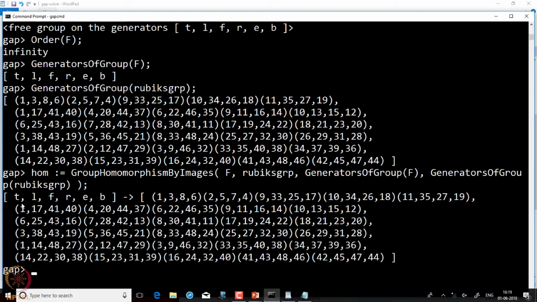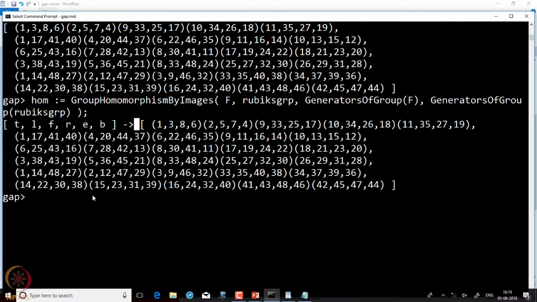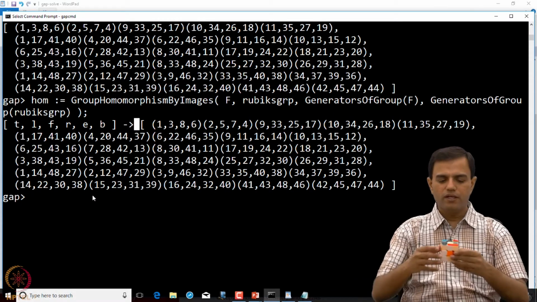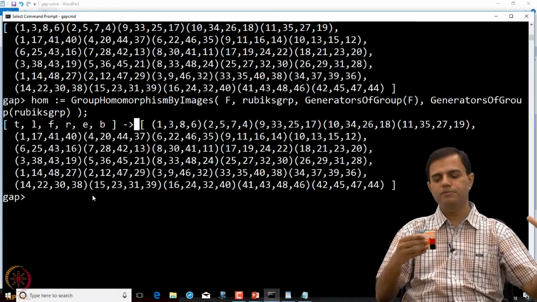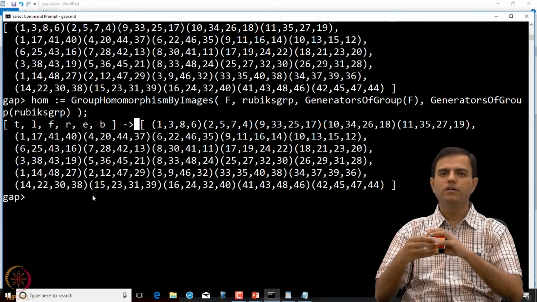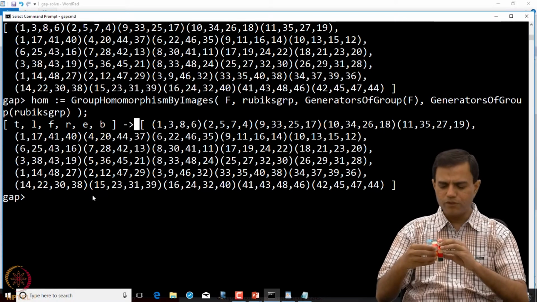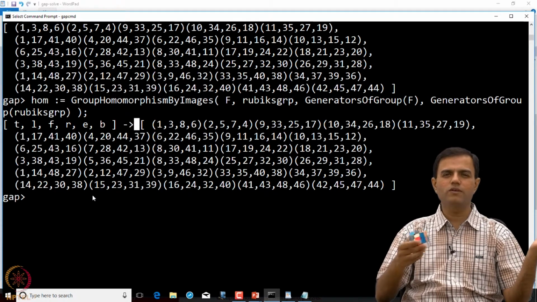So what is the homomorphism? T goes to that and L goes to that, like that. L is left, F is front, and all that. So I have defined a homomorphism from the free group to the Rubik's group. I won't worry about relations because the free group does not have relations.